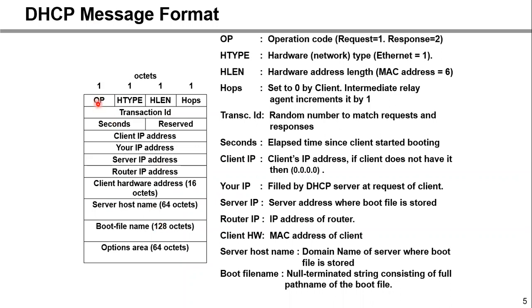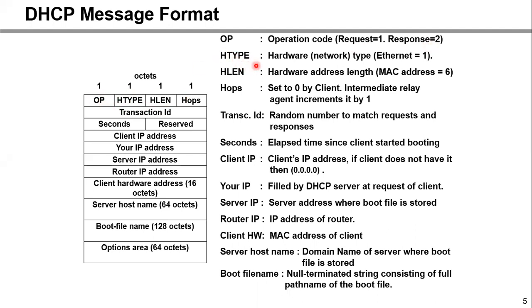The first one is operation. What kind of operation code is there, whether it is a request or response? That means if a DHCP client wants the IP address, then it will be considered as a request, that means client to server. So if the message is going from the client to the server, the operation code will be 1. If a server is sending the message to the client, then the response will be 2, or this value will be 2. So it is very simple.